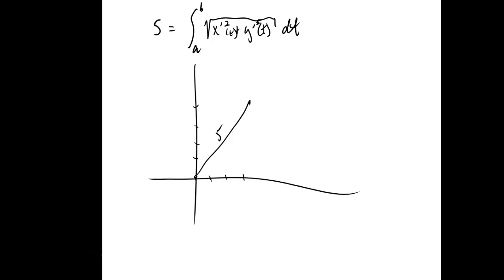Number 6, if the straight line segment given by C of t is equal to 3 comma t, for t between 0 and 2, if that straight line segment is rotated about the x-axis, what surface area results? And again, hint, only a simple computation is necessary.